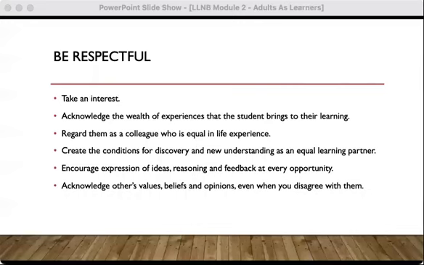Be respectful. Take an interest, acknowledge the wealth of experience that the student brings to their learning, regard them as a colleague who is equal in life experience, create the condition for discovery and new understanding as an equal learning partner, encourage expression of ideas, reasoning, and feedback at every opportunity. Acknowledge others' values, beliefs, and opinions, even when you disagree with them.